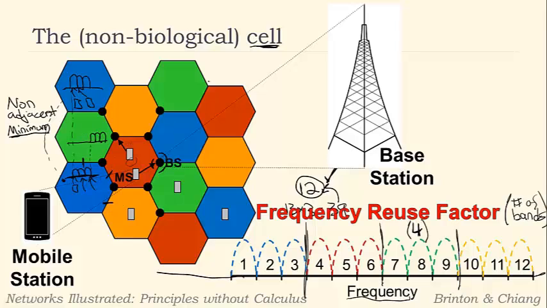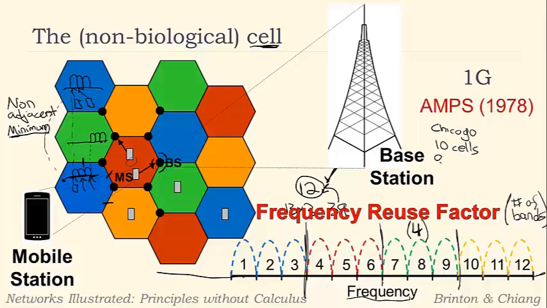The cellular concept marked the transition from 0G to 1G technology. And the first such 1G or first generation technology was called AMPS, or the Advanced Mobile Phone System, which was introduced in the United States in 1978 and in other countries a little later. Now, the first field trial of AMPS was in Chicago, and it consisted of 10 cells and 90 people. And AMPS operated in the 800 megahertz band.